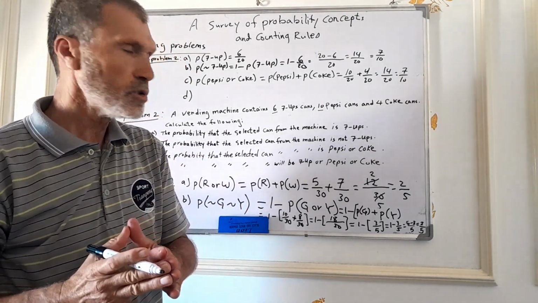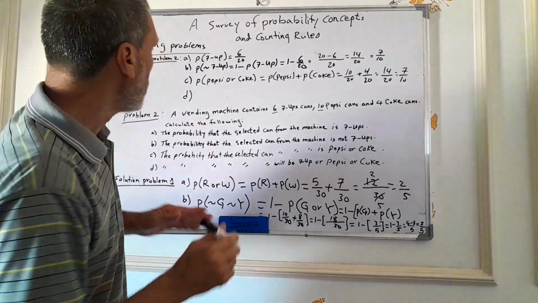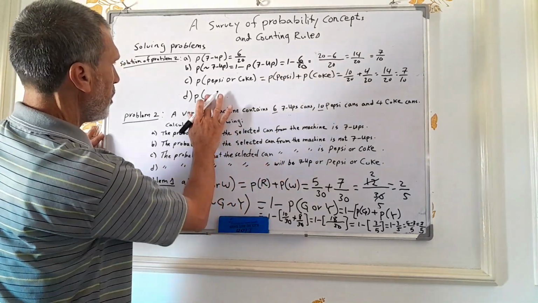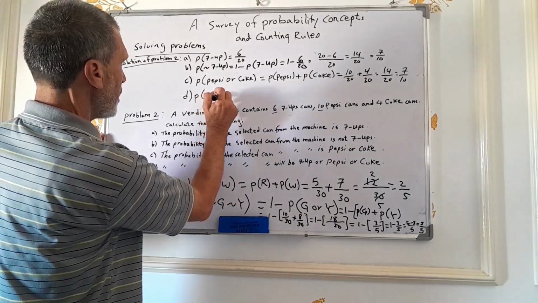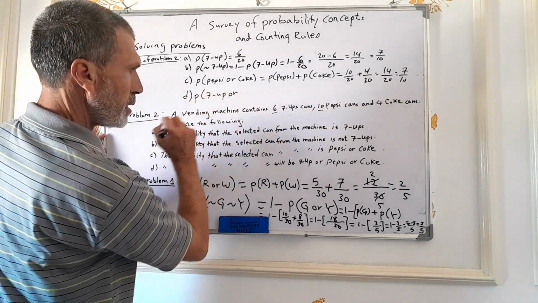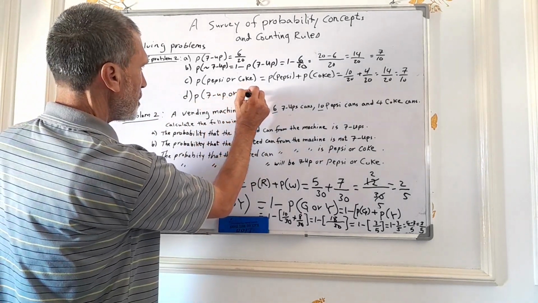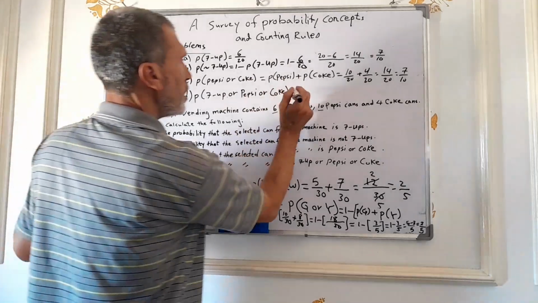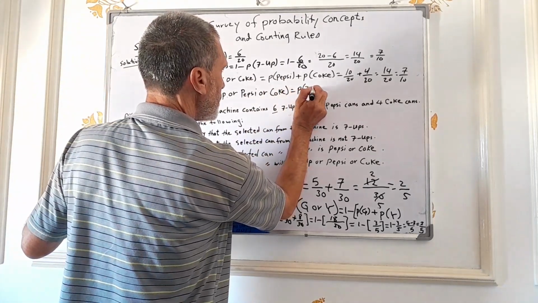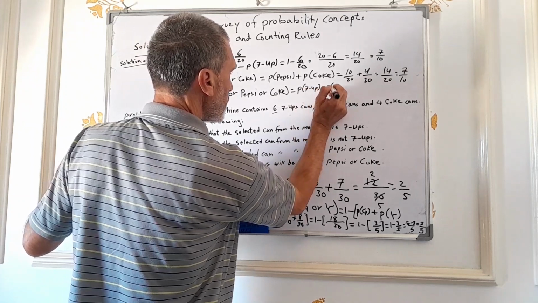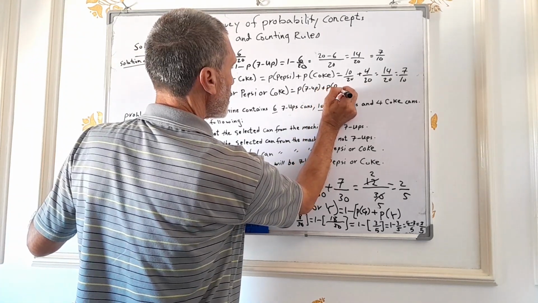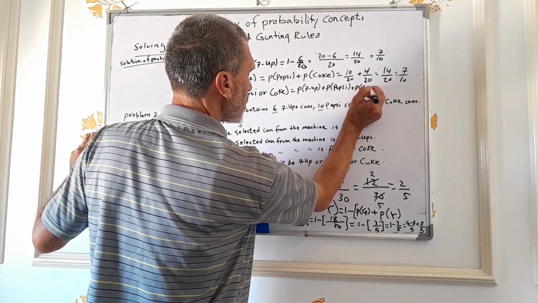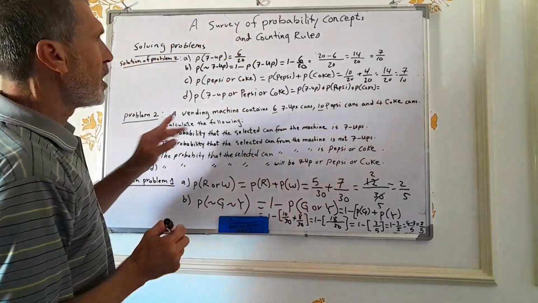And we need to use the special rule of addition. Okay, so the probability of 7 up or Pepsi or Coke is equal to the probability of 7 up plus the probability of Pepsi plus the probability of Coke.